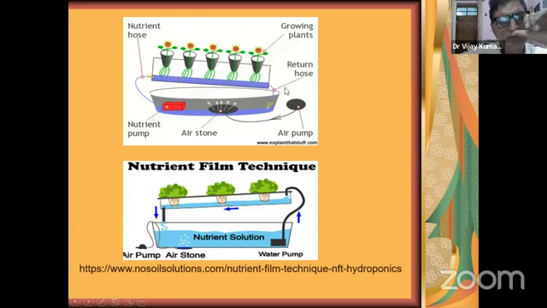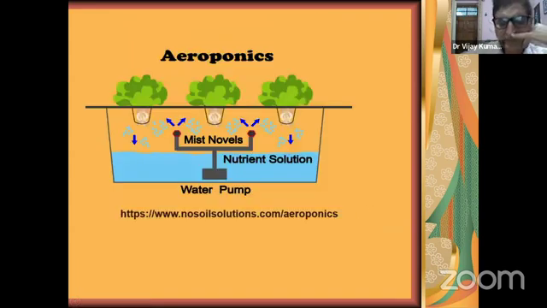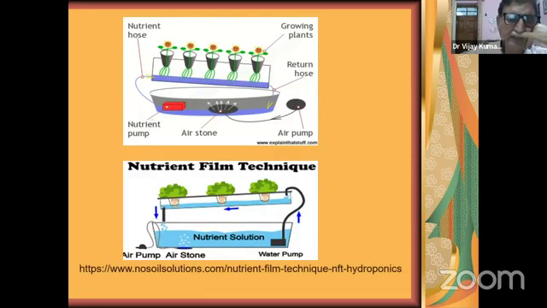So growing the plant, then air pump and nutrient pump. This is the design, how it goes: from this water pool, it goes to the plant by pump. And there is another technique, aeroponics. Hydroponics means we are supplying the nutrient through the water. The nutrients are dissolved in the water and then supplied to the plant.